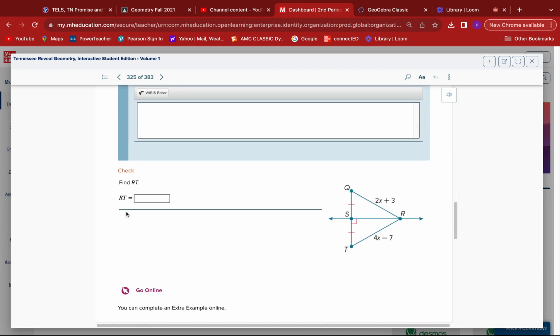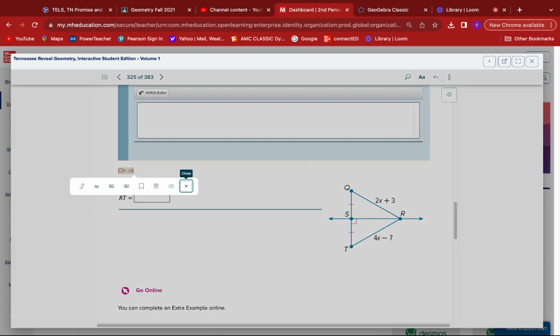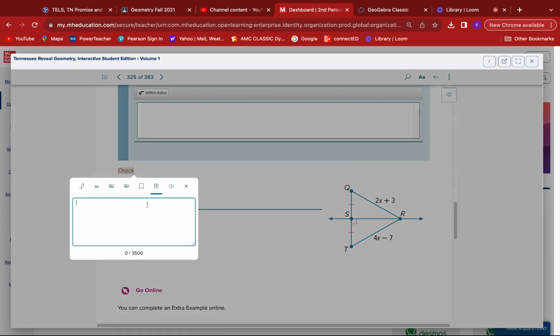All right, looks like I've got a check here. Okay, so same thing. I'm looking for RT, and this hypotenuse QR and the hypotenuse TR are going to be equal to each other. So for my visual people, I'll open this up. 2x plus 3 equals 4x minus 7. All right, I'm going to subtract 2x to the other side. So we've got 3 equals, well, 4x minus 2x is 2x. Don't forget your minus 7.